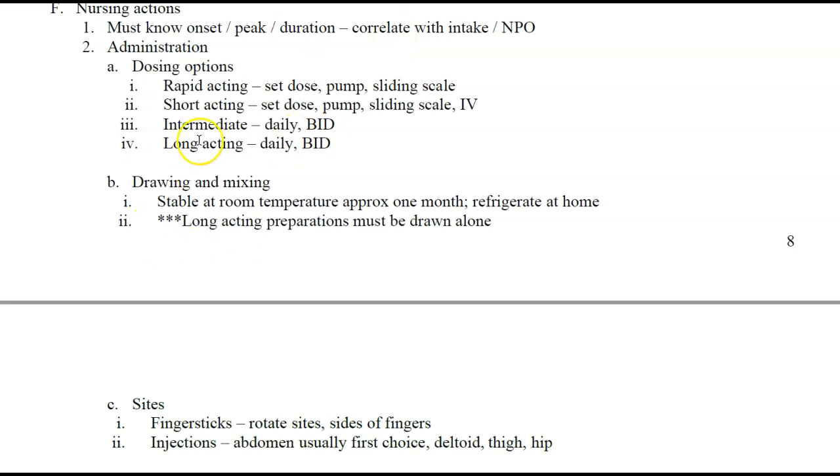Also, when administering, there are different options. There are different methods of administering insulin. With rapid acting insulin, there's usually a set dose. Sometimes it can be administered through a pump and with a sliding scale, which you guys learned in the calculations portion of this course. Also, you have short acting insulin. Just like the rapid acting, it can be set up in a pump, and there's usually a set dose, and you can also administer it as a sliding scale. This is also an insulin that you can administer intravenously. Then you also have intermediate and long-acting insulin, and these are usually given daily or sometimes twice a day.